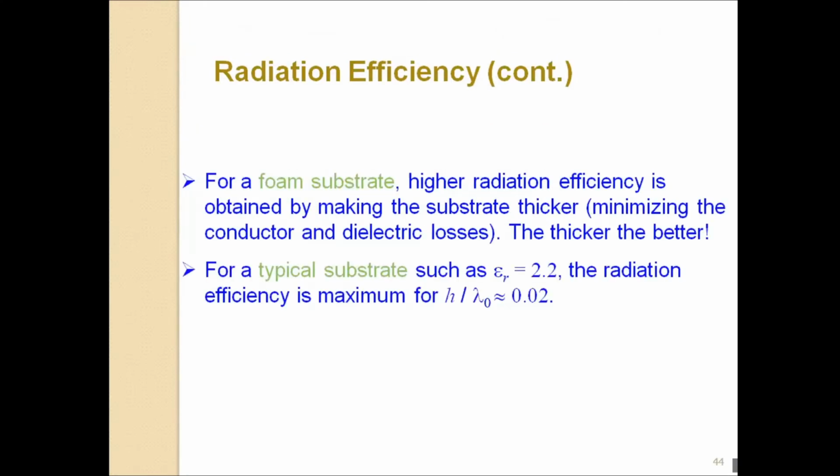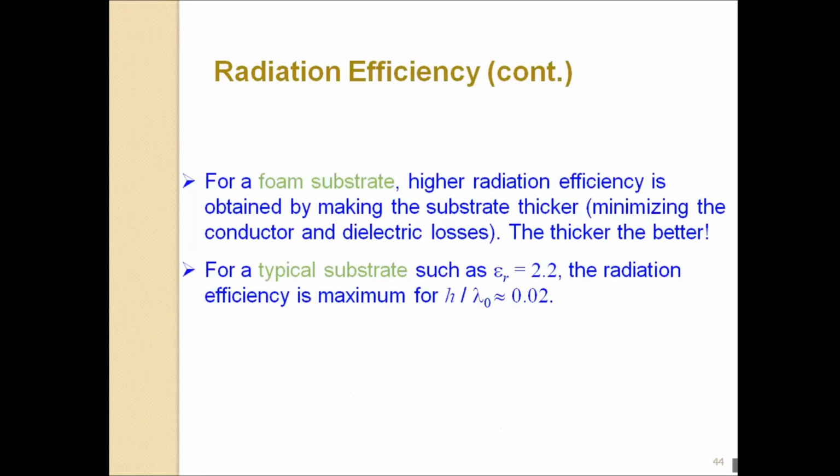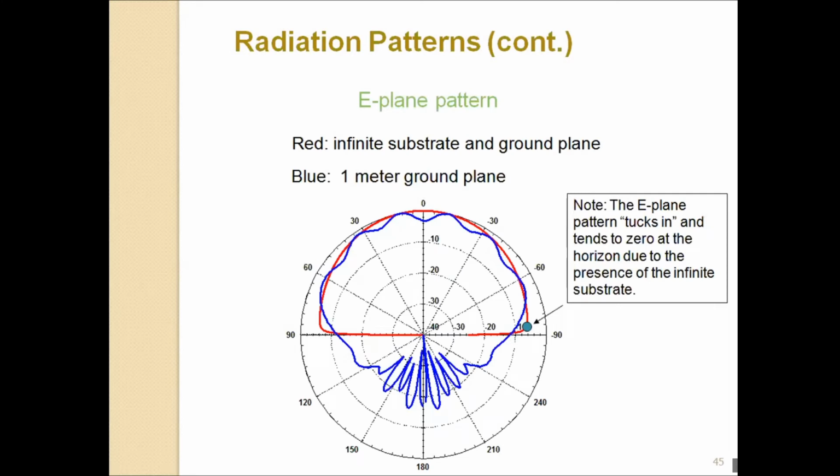Different types of material are available for the foam substrate, and generally available in the market is Duroid material. It is epsilon r 2.2, or in terms of a 2 to 4 range we can get the substrate materials from the market. The thicker the substrate, the better it is for the dielectric losses. So this is the radiation pattern. For a particular epsilon r value, the radiation efficiency is maximum when this ratio h divided by lambda naught is approximately 0.02, right? And this will be the radiation pattern.